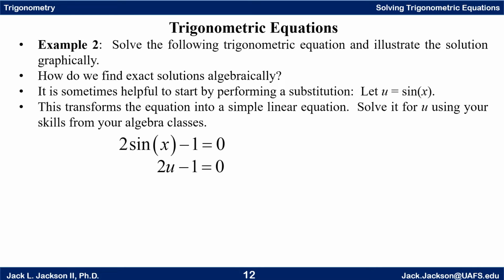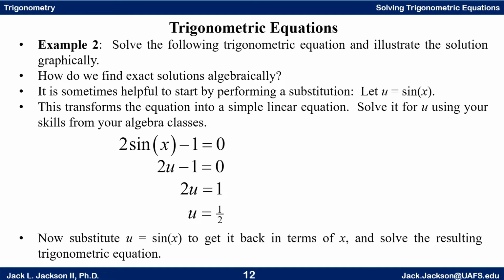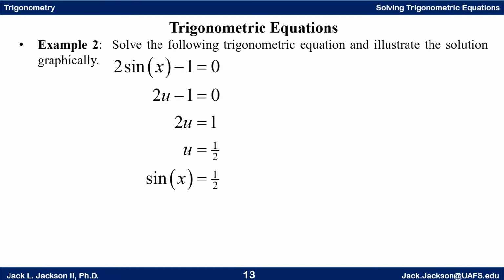We know how to do that. It's a pretty simple linear one. Add 1 to both sides. 2u equals 1. Divide both sides by 2. u equals 1/2. Of course, we're not done. We now have to substitute back in, put a sine of x where the u is. So that gets us to this point.